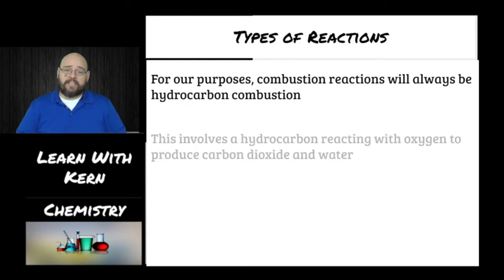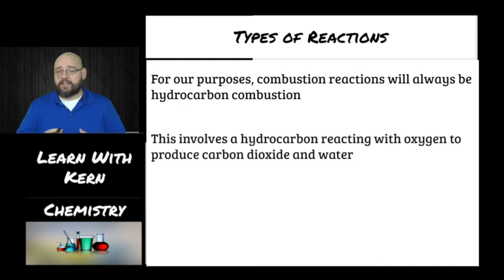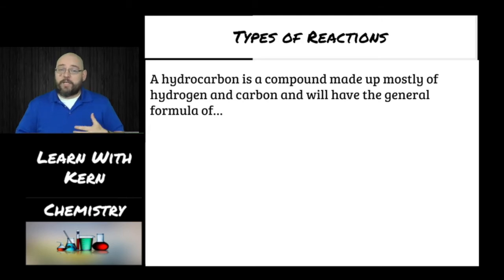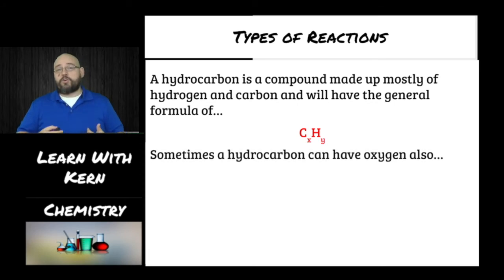Hydrocarbon combustion is always going to involve a hydrocarbon reacting with oxygen to produce carbon dioxide and water. Now, a hydrocarbon is a compound that is made up of mostly hydrogen and carbon, hence the name hydrocarbon. And it will have the general formula of CxHy. So you're going to have carbon combined with hydrogen in some form. So CH4, C2H6, those are all hydrocarbons, and they have a specific formula. Now, sometimes hydrocarbons can also have oxygen in them.